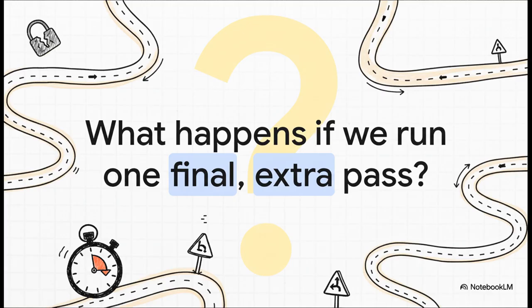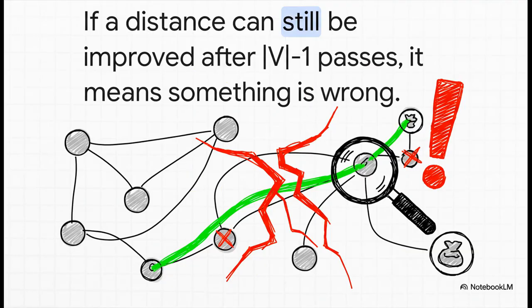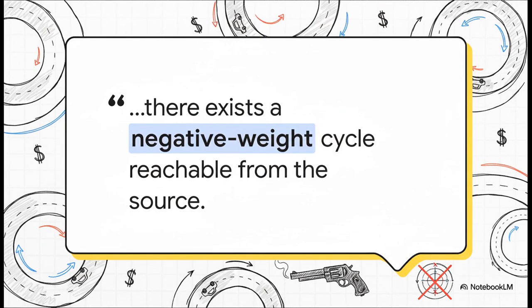What could possibly happen? Well, if after all that work, after we've already done the maximum number of checks needed for any normal path, we run it again and find that a price can still get even lower, that's like a massive alarm bell going off. It tells us something is fundamentally broken with our map. And that is the smoking gun. It means we've detected a negative weight cycle.